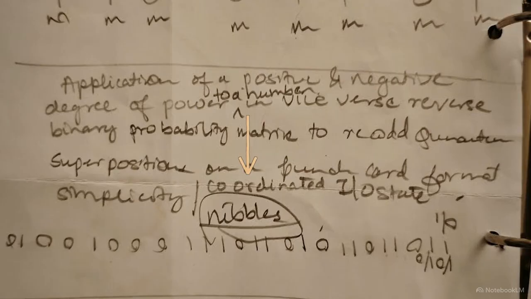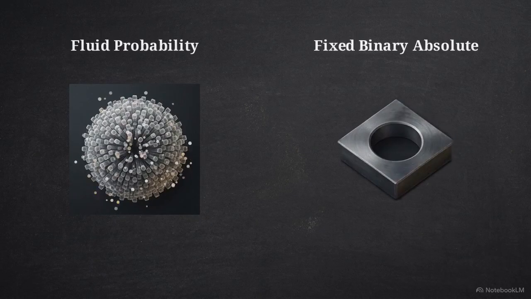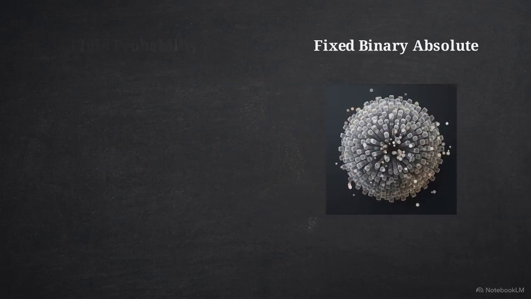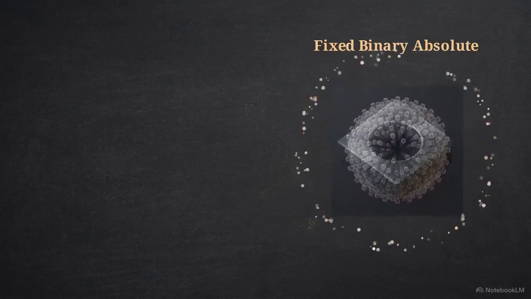It takes classical computing terminology, like data nibbles, and applies it to recording quantum superpositions. Traditional computers record absolute states, like these linear strings of ones and zeros at the bottom of the page. But a quantum state exists as a probability between those absolutes, and you cannot accurately record a fluid probability using a fixed binary hole punch.